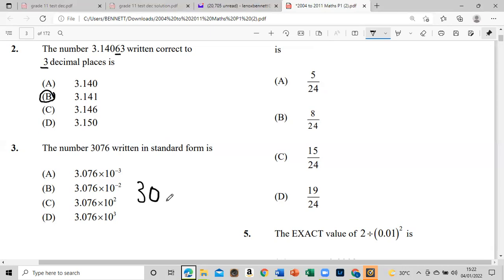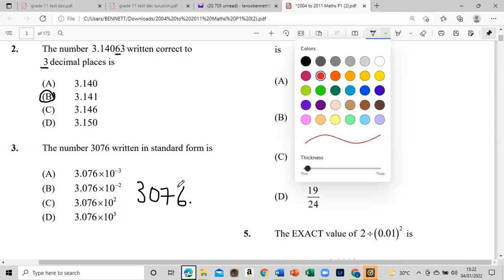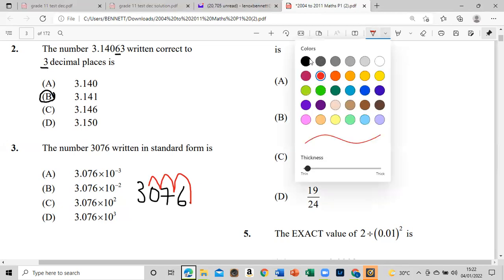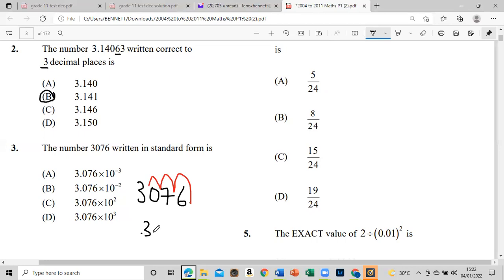So the decimal point is right here. So what we have to do is move the decimal point to get it to a single digit. 1, 2, 3. So we moved 3 places. 3 places we moved. All right. So it's 3.076 times 10 to the 3.